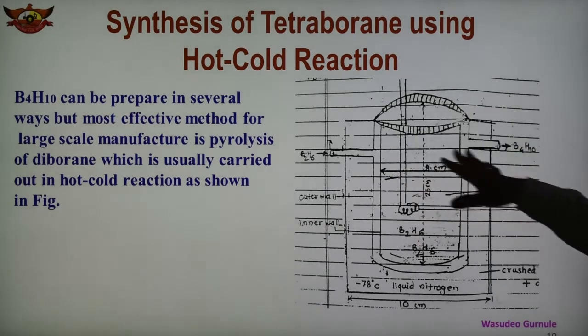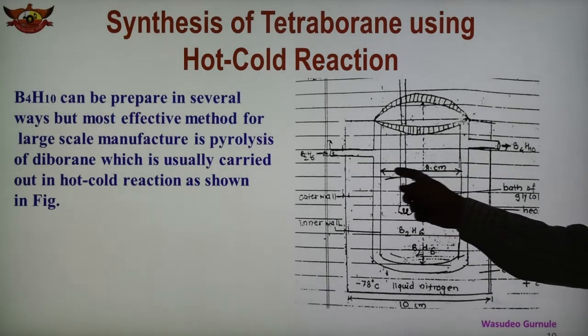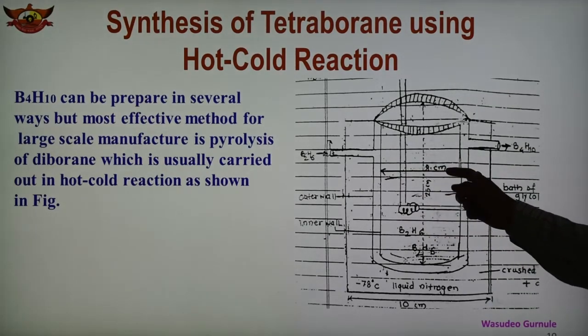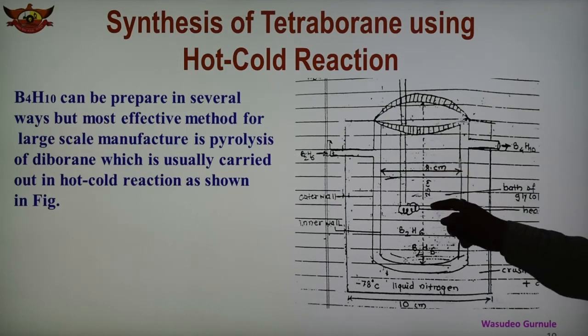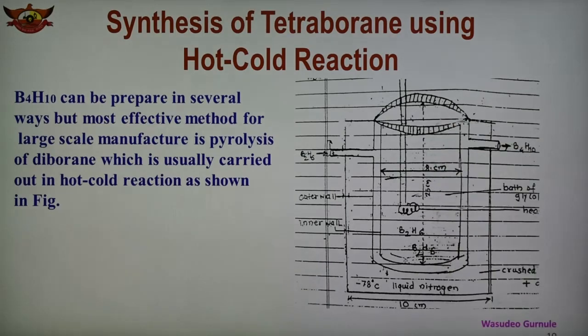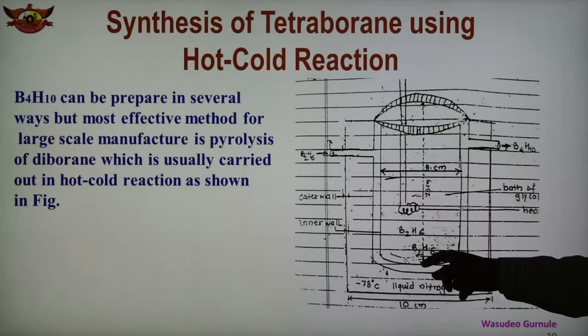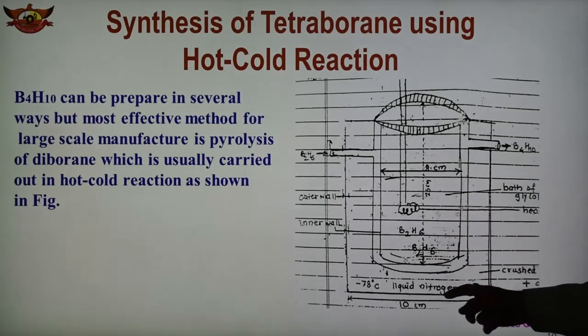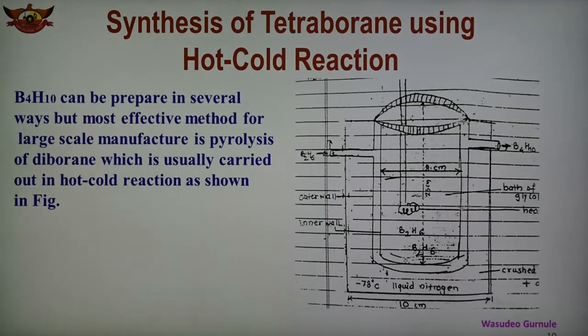So after making all this arrangement, the diameter is given here, 8 centimeter, and the length of this is 25 centimeter. After arranging all this, diborane passes and comes here. Here is a bath of glycol, and here is ice and liquid nitrogen.